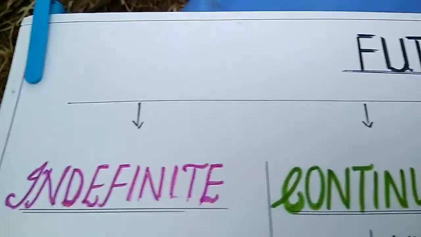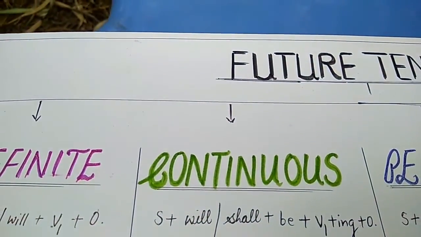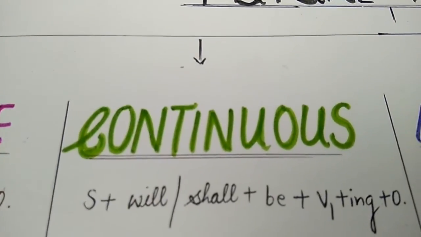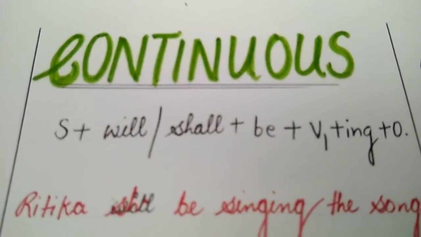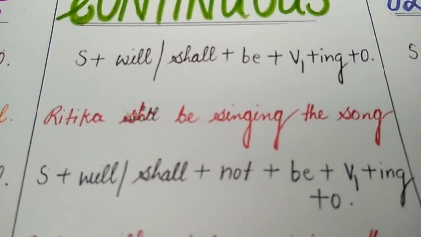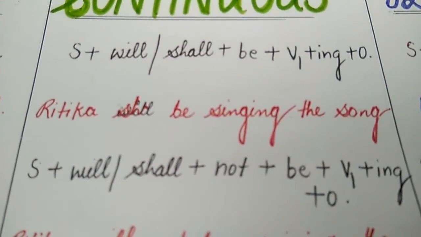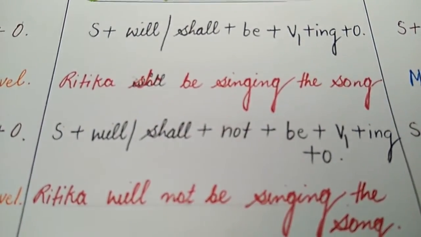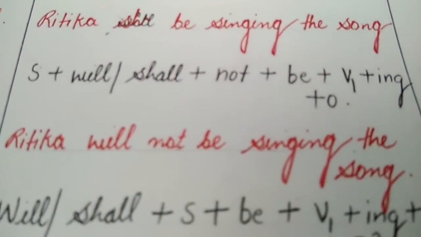The structure of affirmative sentence: subject plus will or shall plus be plus first form of the verb plus ing plus object. Example: Ritika will be singing the song. Negative sentence. Structure: subject plus will or shall plus not plus be plus first form of the verb plus ing plus object. Example: Ritika will not be singing the song.